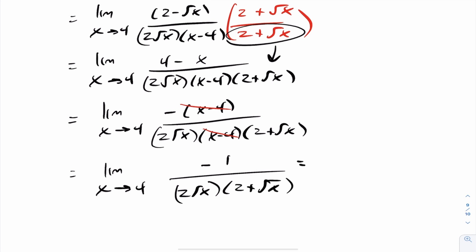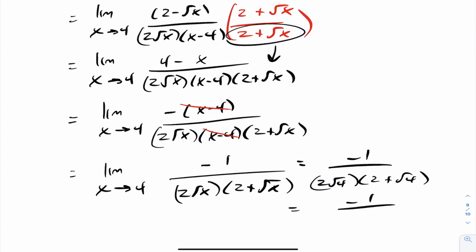Now you'll notice here I can sub in that 4, and there's no indeterminate form on that. And subbing that in, we end up getting negative 1 over 2 times root 4 times 2 plus root 4. This becomes, if you notice here, this is 2 times 2. That gives you 4. And this is 2 plus 2. It also gives you 4. So that ends up being 16. And we get negative 1 over 16.